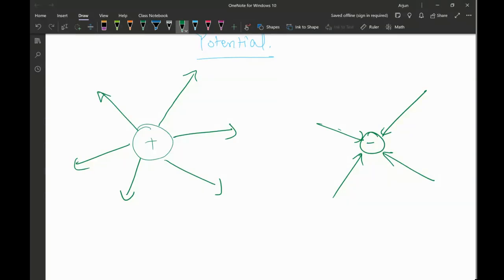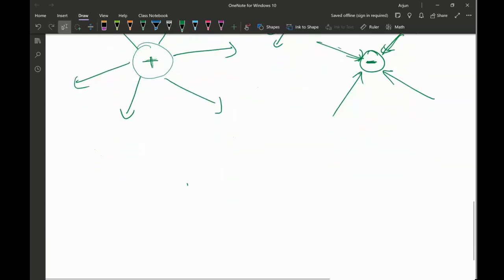So how do I remember this? The sun gives us energy, and we correlate the sun with positivity, so it gives you energy, positive charge. That's how I always remember it. And a negative charge sucks in all your energy.